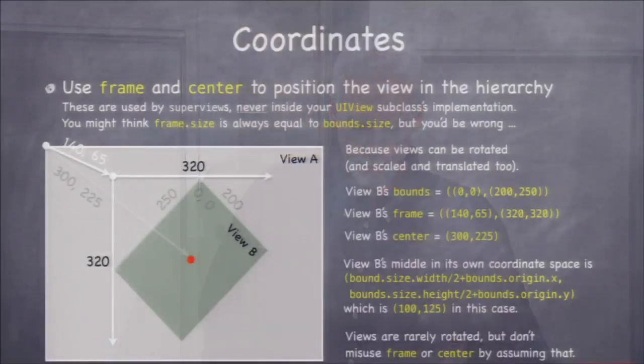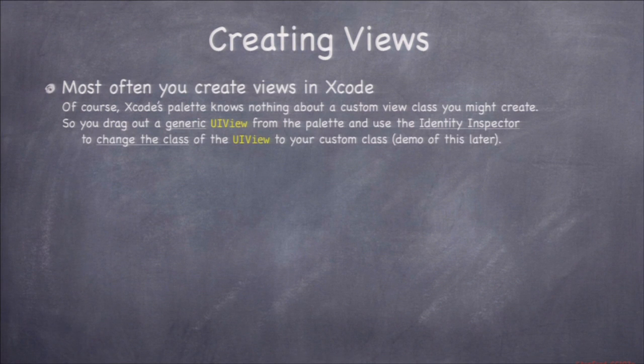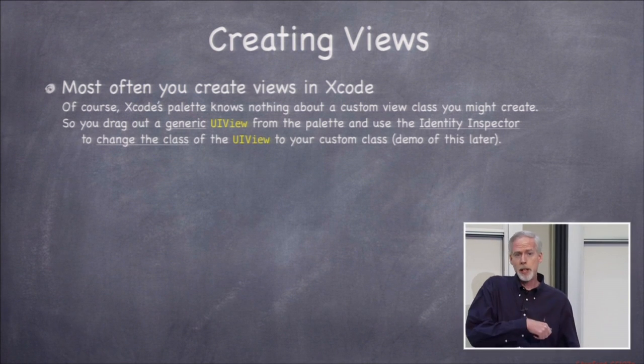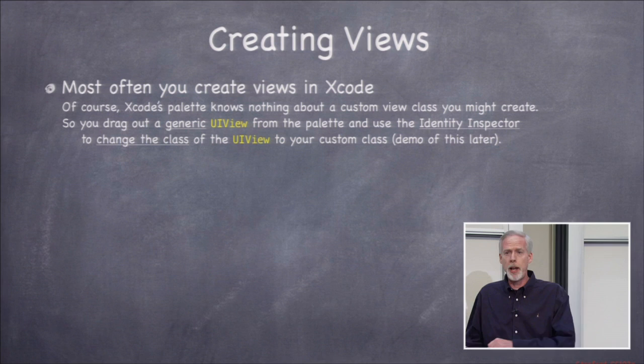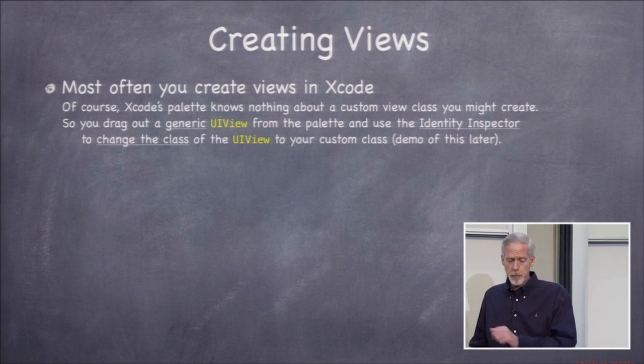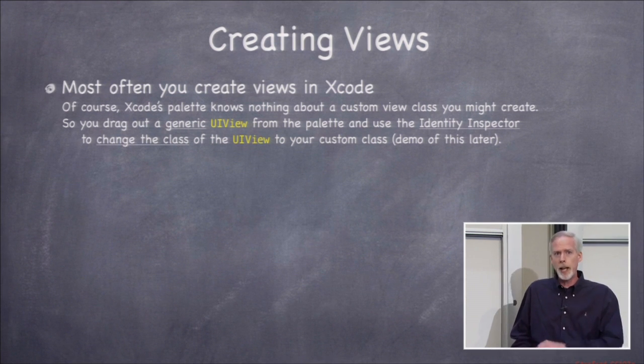Again, you can look at this slide to get more detail on frame and bounds, just make sure you understand that. Most often you create views by dragging them out of the palette in Xcode, like when you're dragging out labels and buttons and scroll views and text views. Those are all views, and so you just create them by dragging them out.